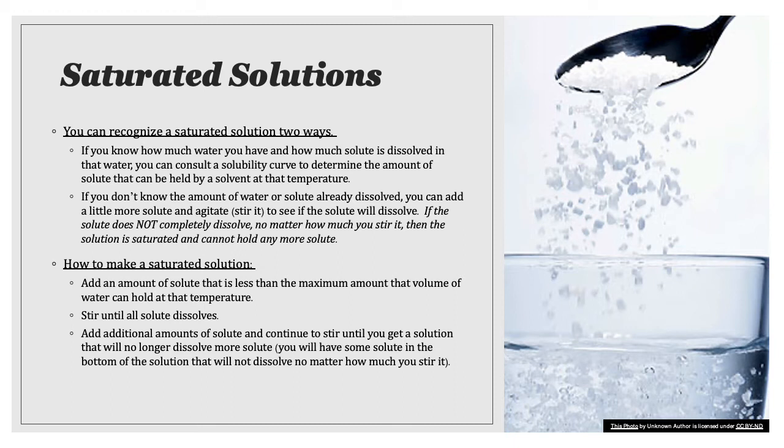And so the way to make a saturated solution is you're going to add an amount of solute and you're going to stir it until it dissolves, and you're going to keep adding solute until you get to that point where you can't get anything further to dissolve. And you'll usually have solute floating around at the bottom that's just not going to dissolve.